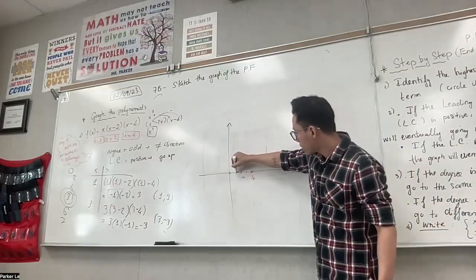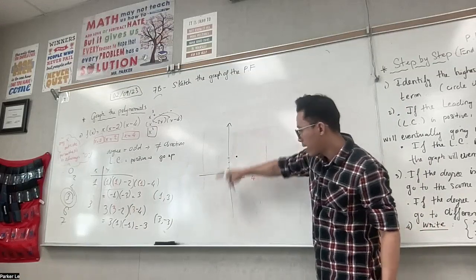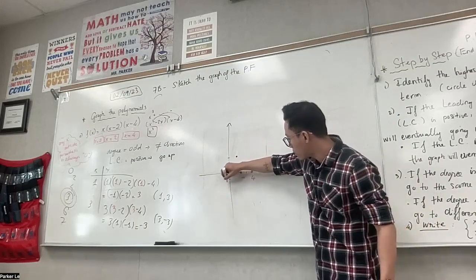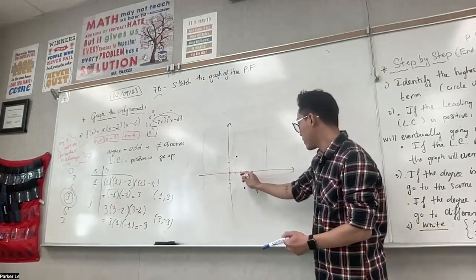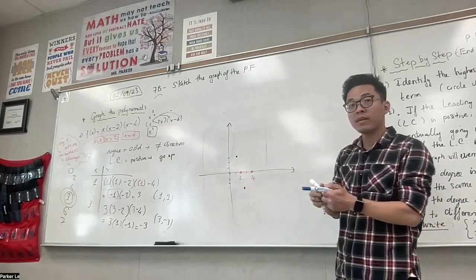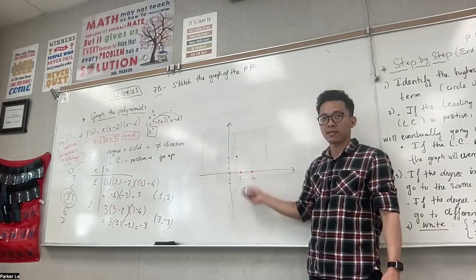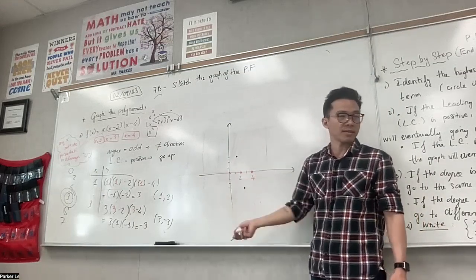All right, 1 and 3. So 1, and then 3, 1, 2, 3. So it's about right here. And then 3 and -3. So 1, 2, 3, and then go down 1, 2, 3. So about right here. Okay, let me rewrite the number 2. All right, that means your graph must go through all these points. Like you connect all these points, okay? The graph must hit these points.